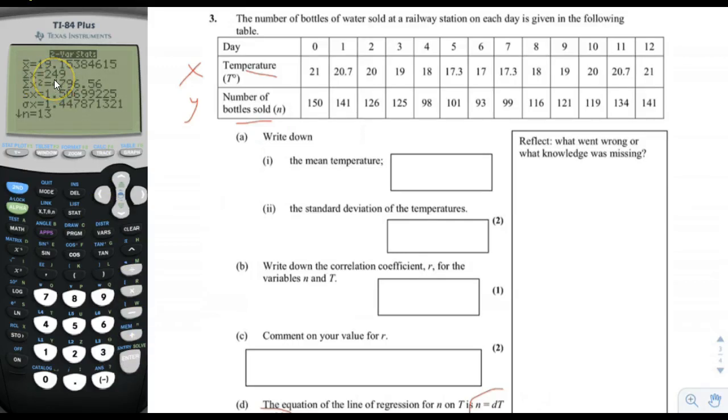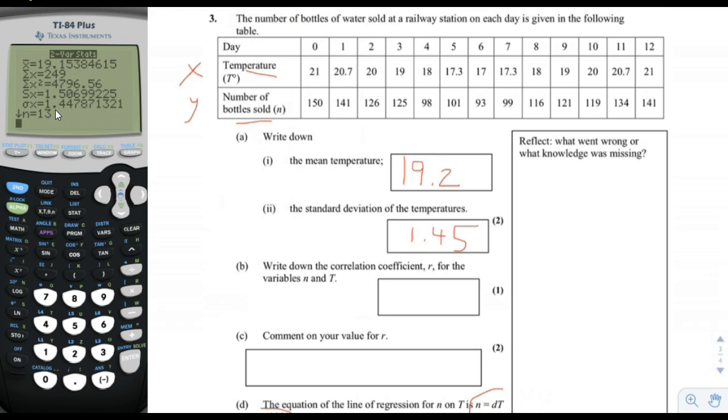And it gives me that X bar is 249. Oops. That's not X bar. X bar is 19.2. I noticed that 249 was quite a bit above the other temperatures. If the temperature is 249, you wouldn't be buying bottles of water. You would be jumping into the ocean. Then it asks me for the standard deviation of the temperature. So that would be sigma x, this one right here, 1.45.